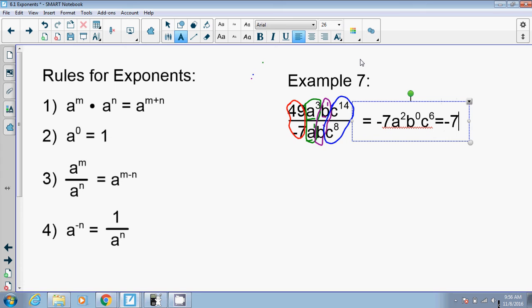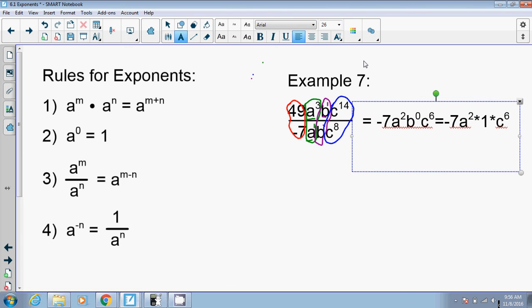So I have negative 7a squared times 1 times c to the 6th. But really, when I look at this, anything times 1 doesn't make any difference. So my final answer when I divide these out is negative 7a squared c to the 6th.